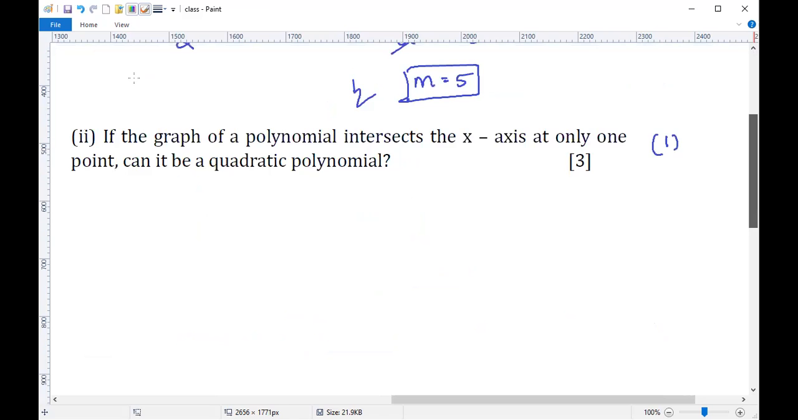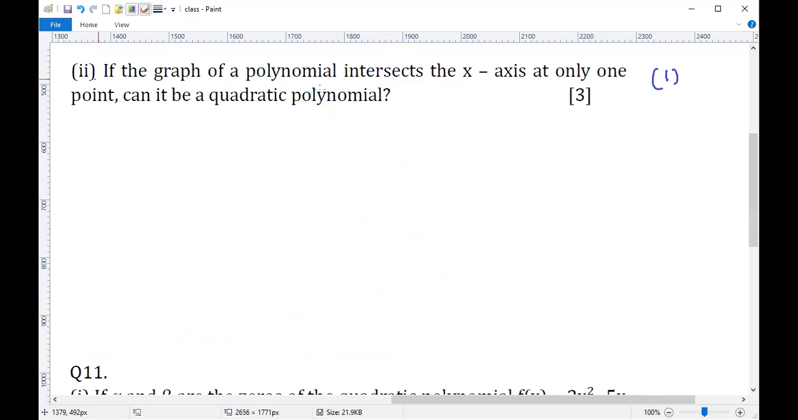Next one, the second subdivision for the same question. If the graph of a polynomial intersects the x-axis at only one point, can it be a quadratic polynomial? Yes or no? No. There have to be two solutions, and two solutions means the degree has to be 2. Only then you will get it. So for that it is 1 mark.